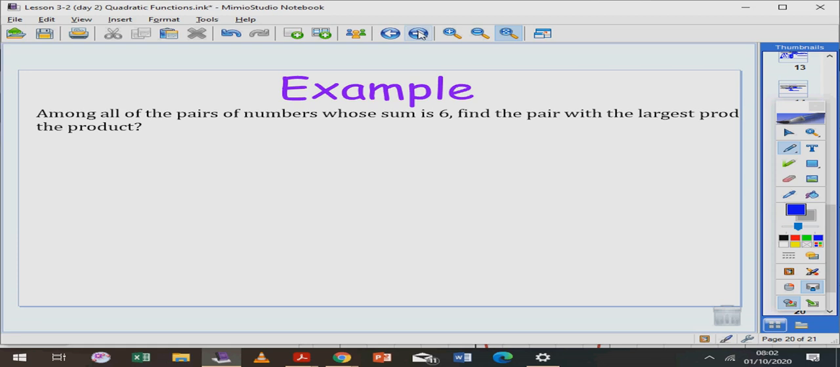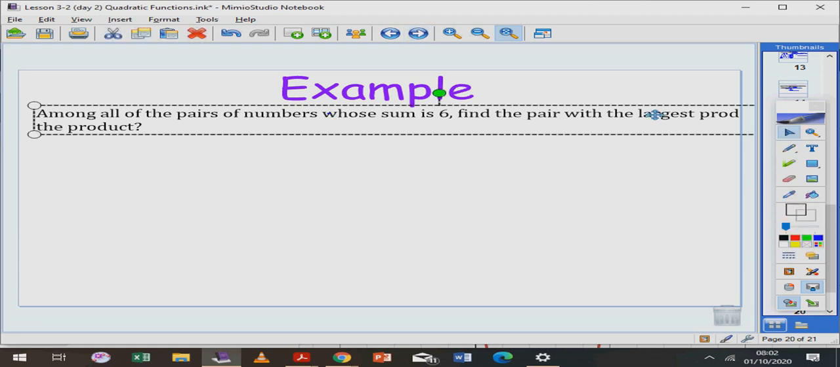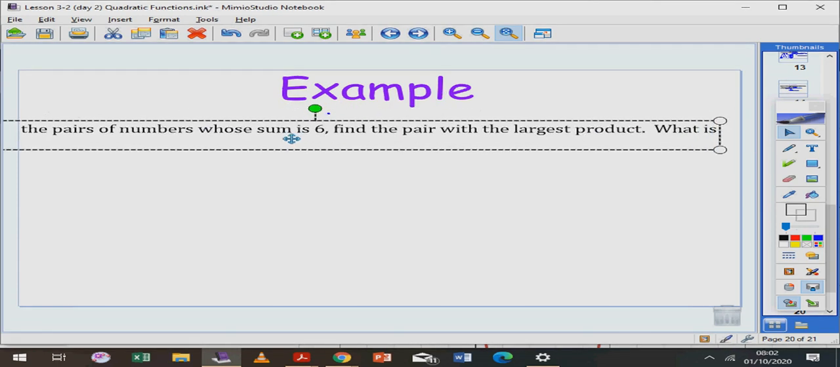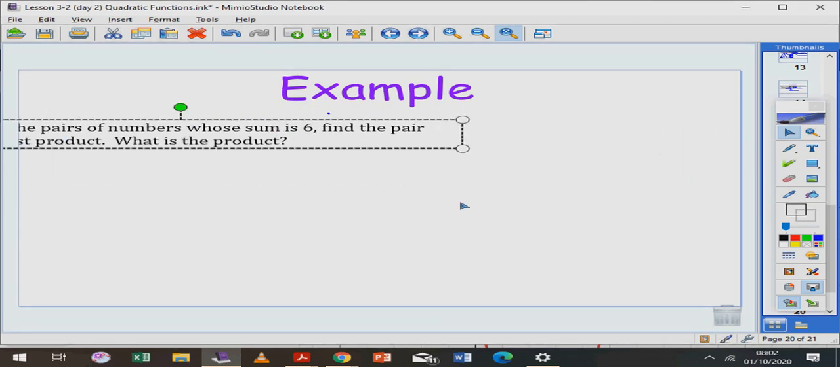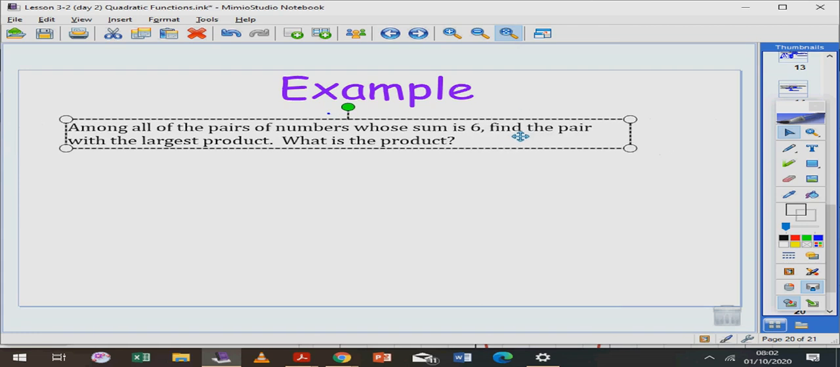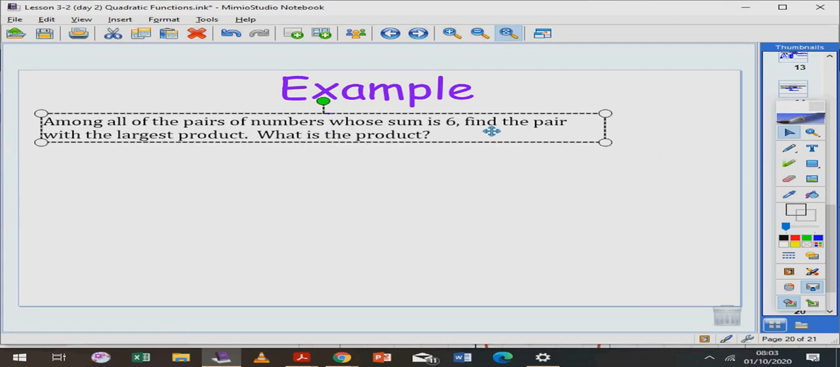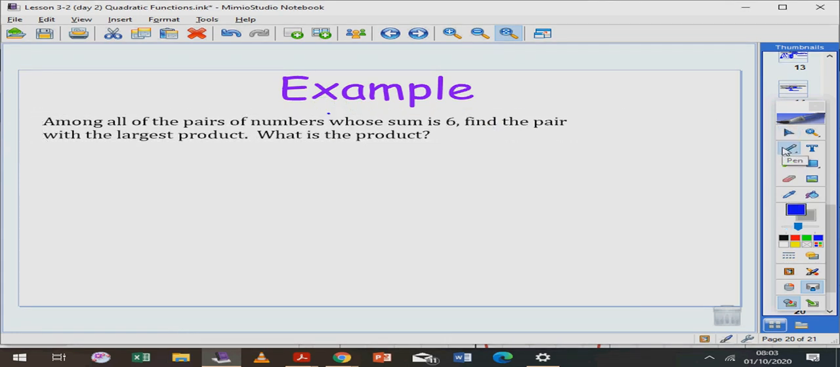Right, so there are so many pairs of numbers whose sum is 6. There's 1 and 5, there's 4 and 2, there's 3 and 3, there's -2 and 8. Lots of pairs that you can find whose sum is 6. But which pair has the largest product, and what is that product? So first of all, I know that the sum is 6, so x plus y is equal to 6. So I can make y the subject, and it will be 6 minus x.